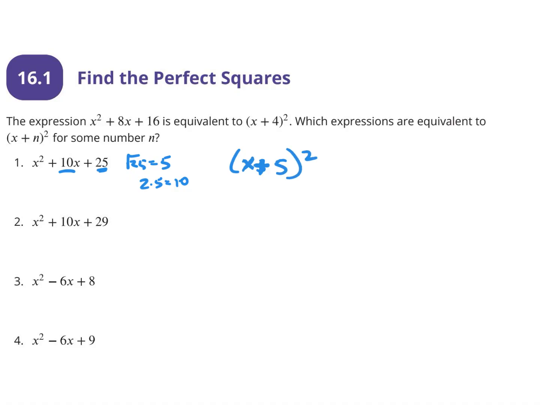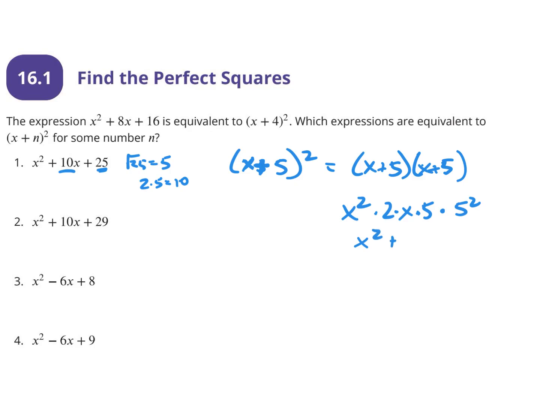How do I know it's x plus 5? Because this is x plus 5 times x plus 5. And all I have to do is multiply x times x, which gives me x squared. Then 2 times the a term times the b term, and 5 squared. I get x squared plus 10x plus 25. Now for the next one.